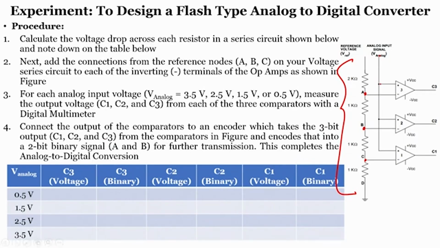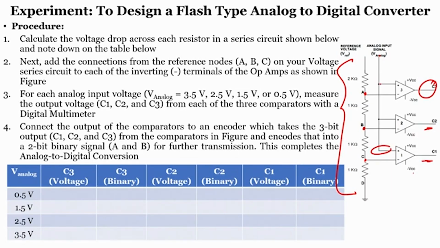This completes the A to D converter. So what we will see is the voltage across comparator C3 and then the binary value, and the same way for C2, with a voltage and the binary value. Here we will have the voltage across C1, and then we will see the binary value across C1.